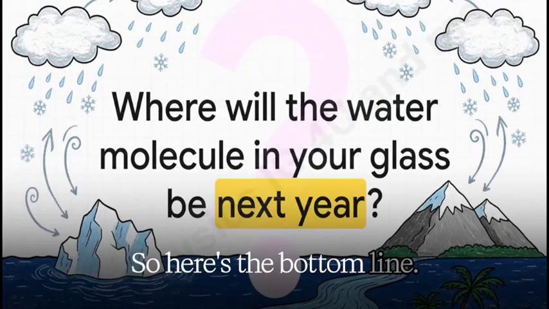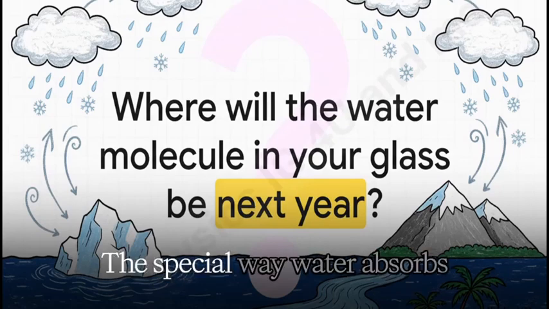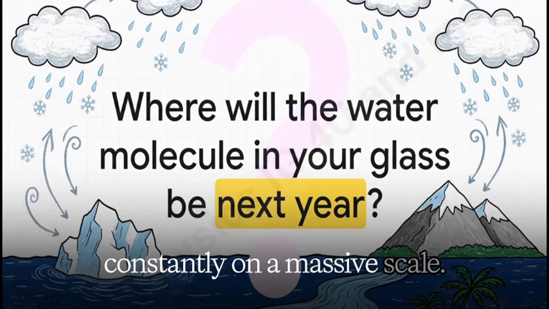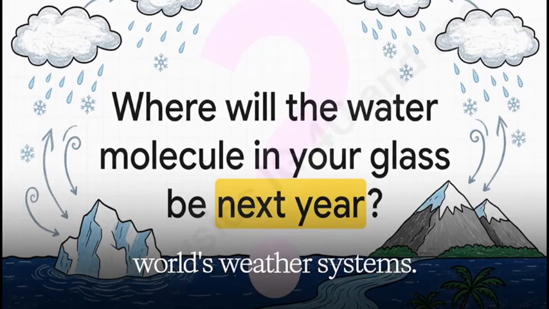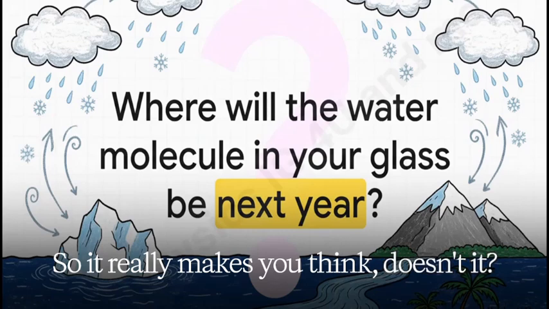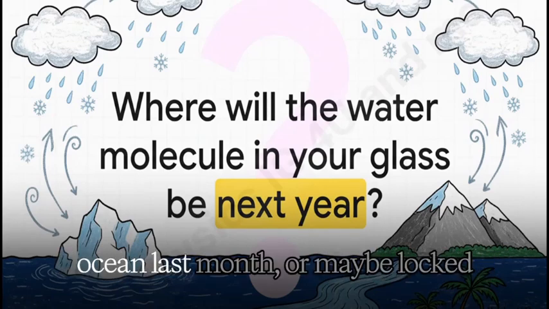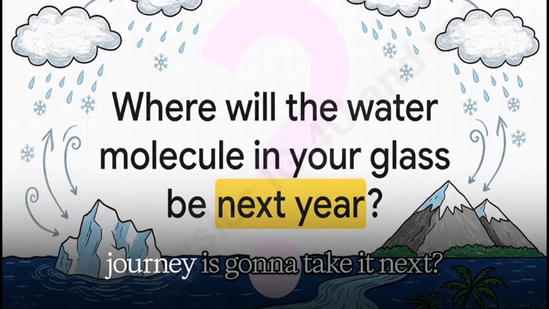So here's the bottom line. This isn't just some abstract cycle in a textbook. The special way water absorbs and releases energy is happening constantly on a massive scale. It's what powers our entire world's weather systems. So it really makes you think, doesn't it? The water molecule in your glass today might have been in a cloud over the ocean last month, or maybe locked in a glacier for thousands of years. Where do you think its journey is going to take it next?